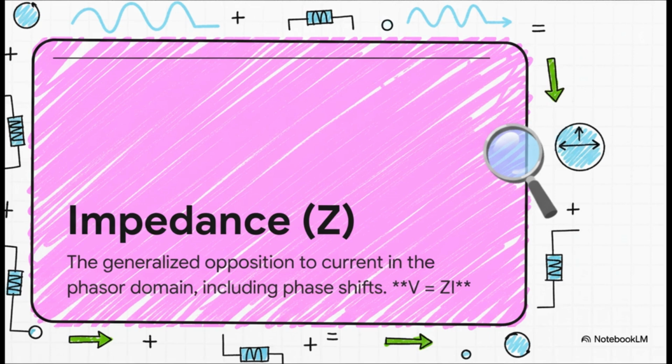We use the letter Z for it. You can think of it as, like, resistance plus. See, regular old resistance just opposes current. But impedance opposes the current and it takes care of the weird phase shifts that capacitors and inductors create. And the best part? A version of Ohm's law still works. The phasor voltage is just the impedance times the phasor current.